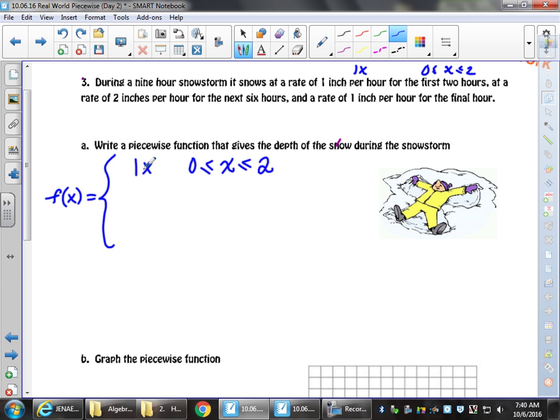So the question was, why is it not okay to have hours right here and inches over here? Good question. Let's define x. What does x represent? Try again. Time measured how? Hours. So x is number of hours. What does f of x represent? The amount of snow.